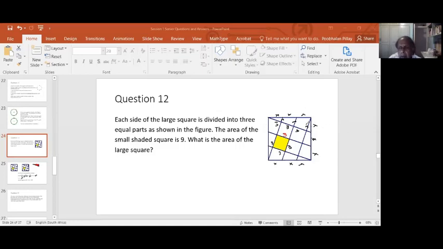Okay, now we need to find the area of the large square. In other words, if we name this x, the large square has each side equal to 3x. So we are looking for 9x squared. This is what we need to calculate. In other words, we need to calculate x first. Once we know x, then we can calculate 9x squared. So how do we go around doing that? Okay.